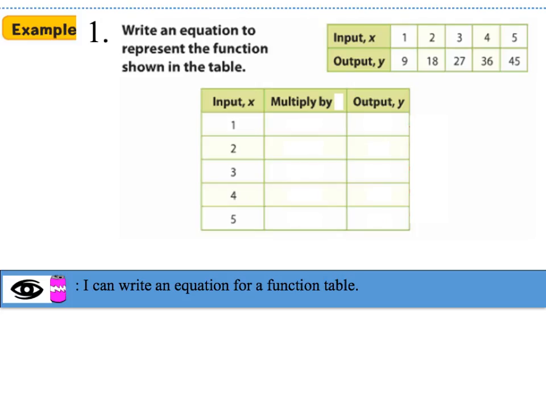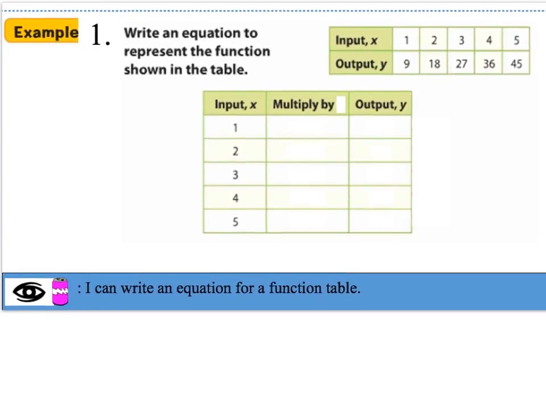Example 1 says write an equation to represent the function shown in the table. All they're asking us to do is figure out what the rule is by putting the input value into a function machine to get the output value. If I look at this first one, position 1, or day 1, I have $9. Position 2, or day 2, I have $18. Position 3, or day 3, I have $27. Position 4, or day 4, I have $36. And day 5, I have $45.